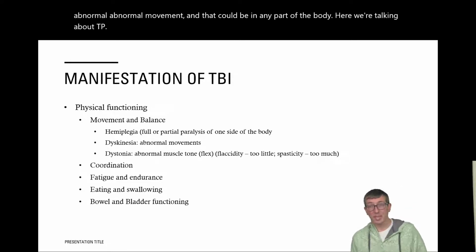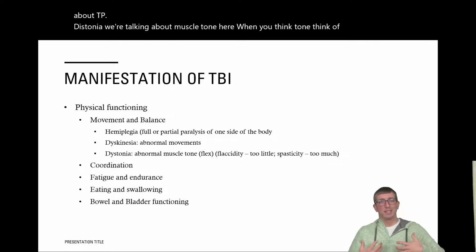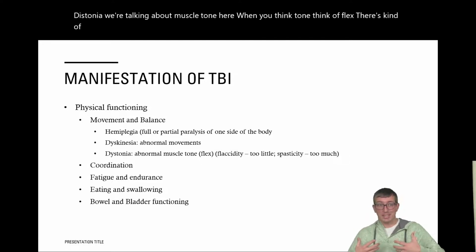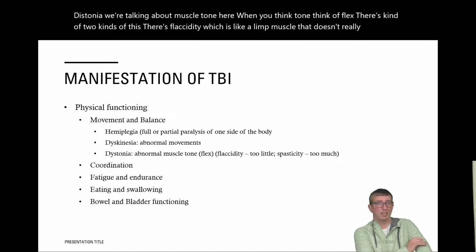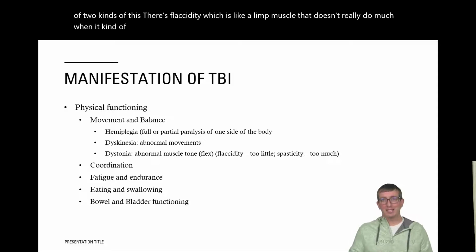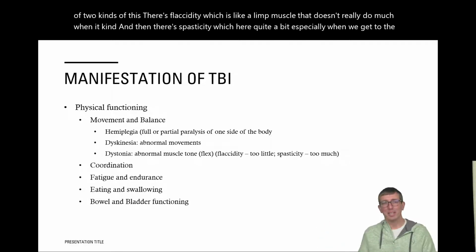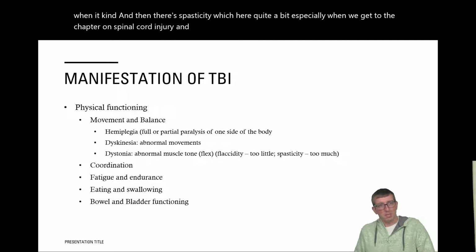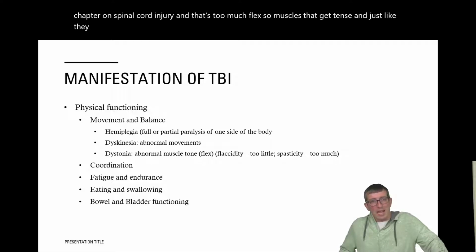Dystonia, we're talking about muscle tone here. When you think tone, think of like flex. There's kind of two kinds of this. There's flaccidity, which is like a limp muscle that doesn't really do much when it kind of should. And then there's spasticity, which you'll hear quite a bit, especially when we get to the chapter on spinal cord injury, and that's too much flex. So muscles that get tense and have a hard time relaxing.